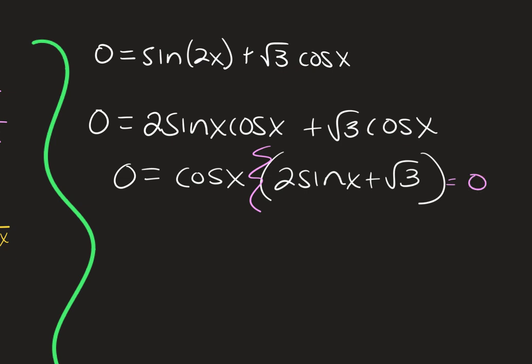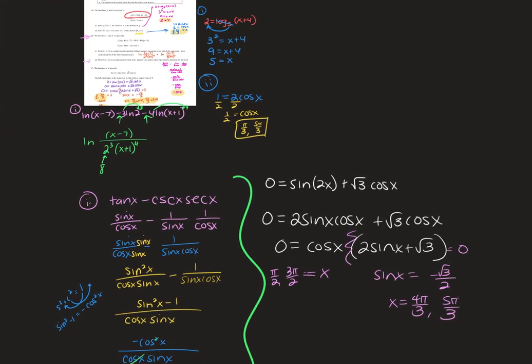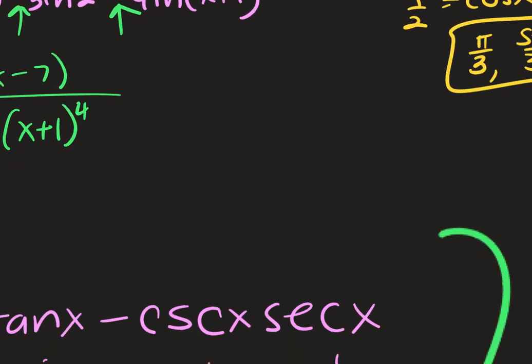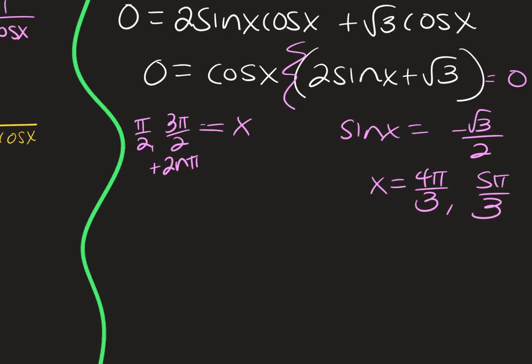So where's cosine 0? At pi over 2 and 3 pi over 2. And sine of x equals negative root 3 over 2. Where is sine negative root 3 over 2? It's at the thirds in the bottom. So x equals 4 pi over 3 and 5 pi over 3. Now it doesn't give you a restriction on the interval, right? It doesn't say on 0 to 2 pi, which is why you have to add 2n pi to both of them.